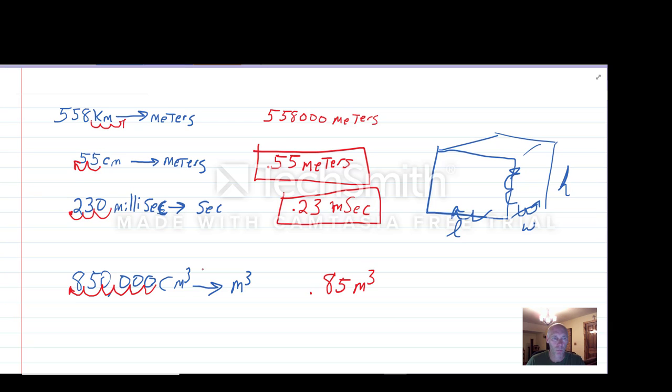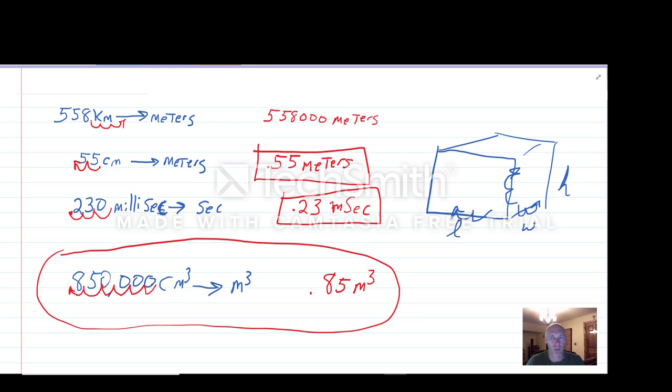And there you go. So just a word of caution when you're dealing with volume. Same thing applies when you're dealing with area, except you would just do it for the length and the width. You'd move your decimal for each of those dimensions.